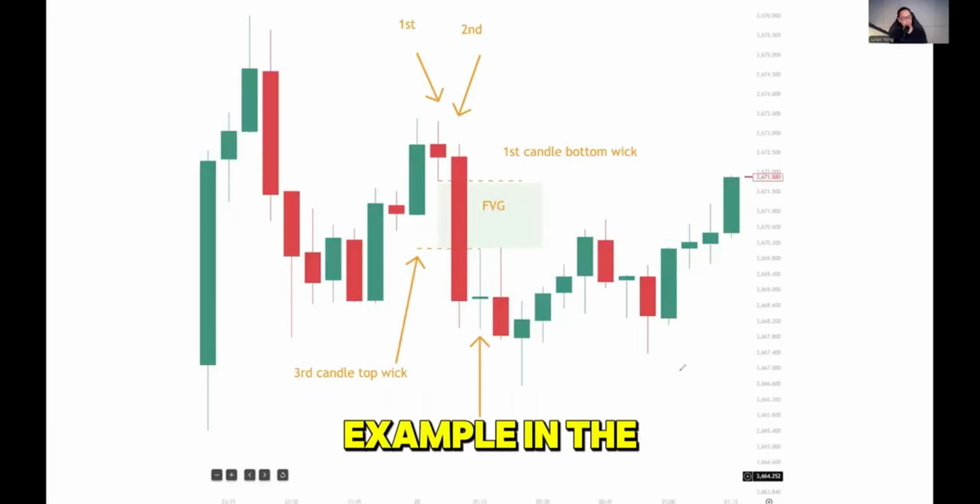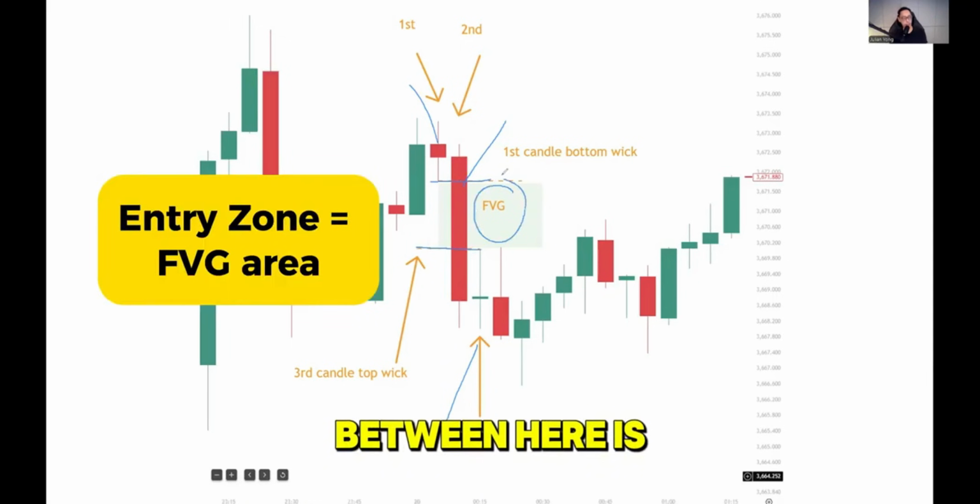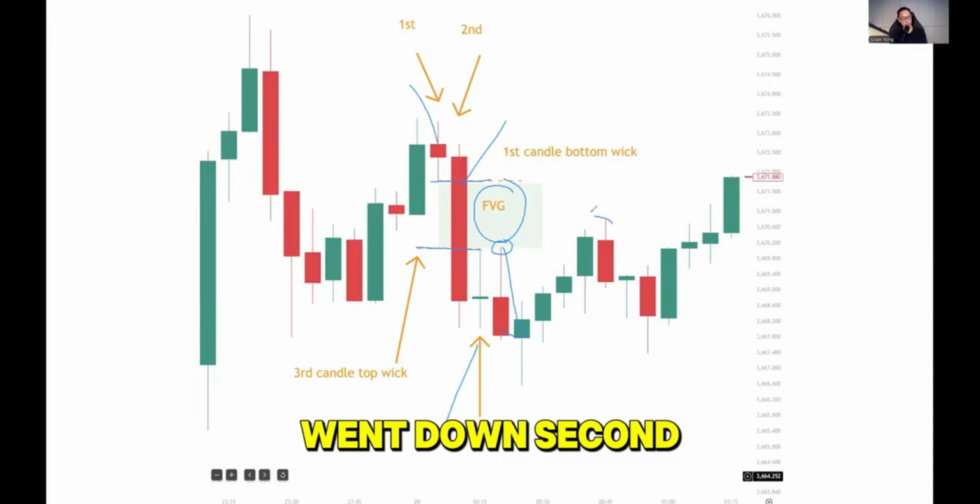So here's an example in the chart. You can see this is the first candle, this is the second candle, this is the third candle. We are marking the bottom wick of the first candle and the top wick of the third candle. This gap in between here is called a fair value gap. So as you can see, price came in, tapped into it, went down. Second time, tapped into it, went down again.